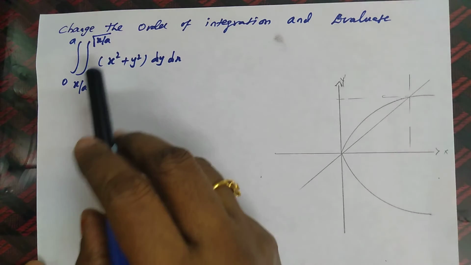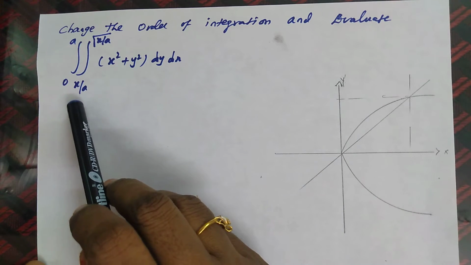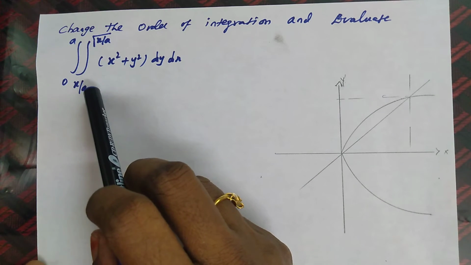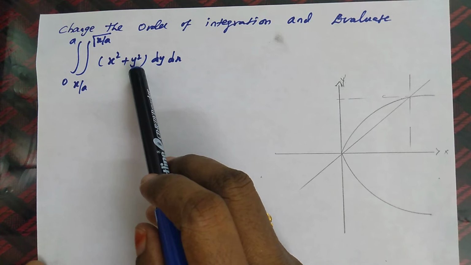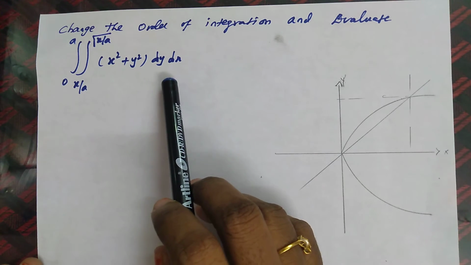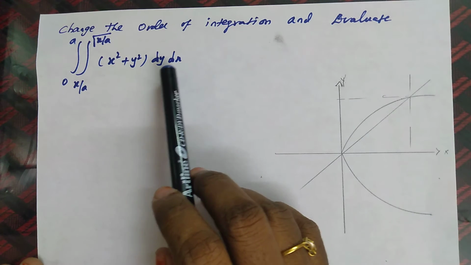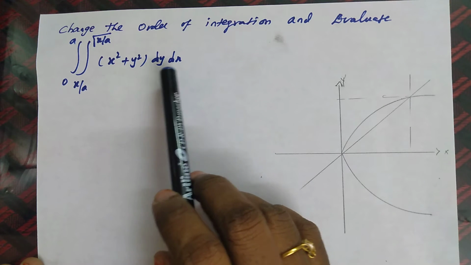The question is: change the order of integration and evaluate the double integral from 0 to a, x/a to root of x/a, of (x² + y²) dy dx. This is the question. In this one the order of integration is dy dx. That means we are supposed to change the order to dx dy.